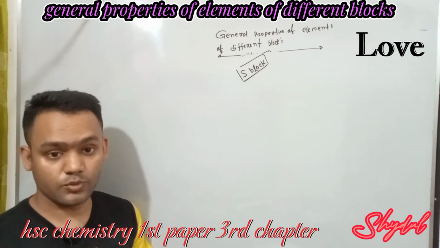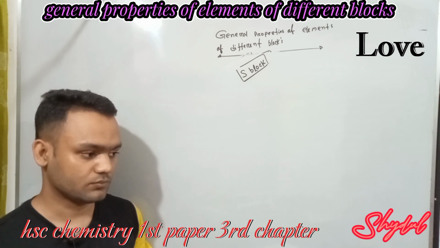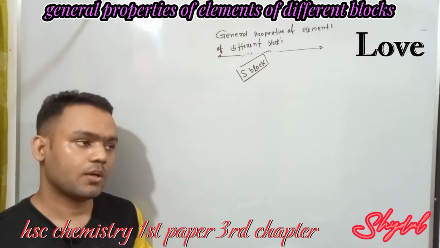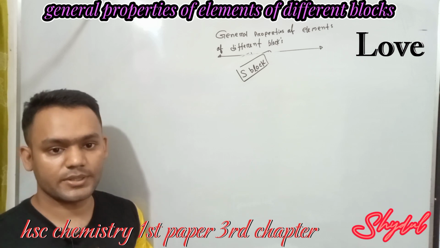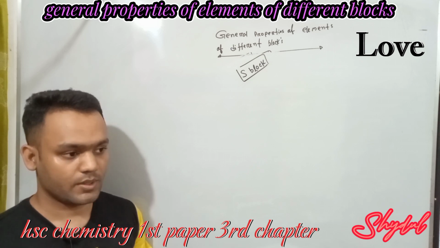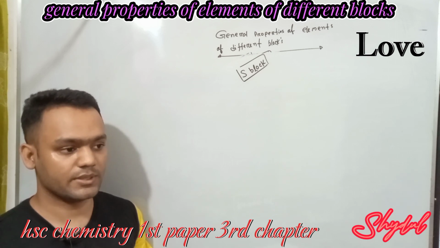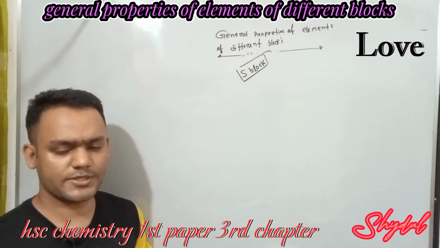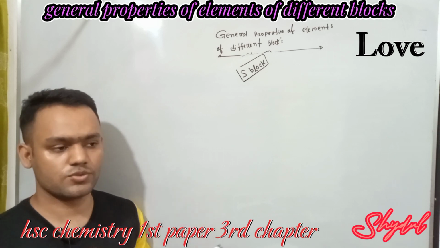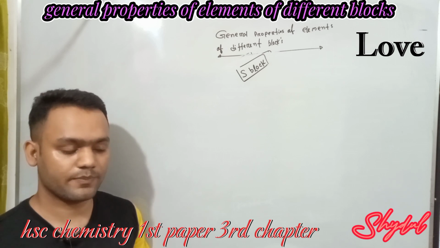The first of the 4 blocks is the S block. The number of S block elements in the periodic table is 14, and the special feature of these elements is that they are alkali metals. The definition of the S block: elements whose last electron enters the s orbital are called the s block elements.